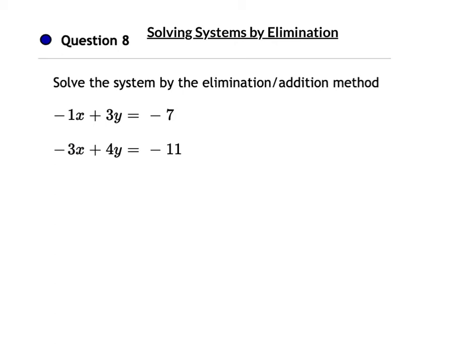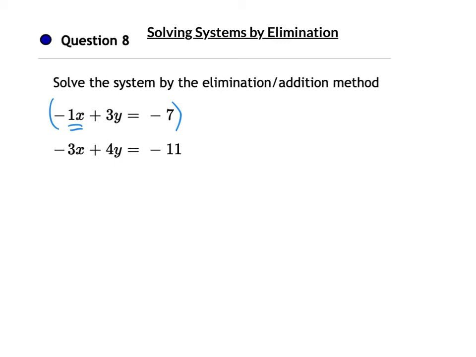In question 8, we don't have a pair of opposites, so we're going to need to make one. We can do the x's. What's the common multiple of 1 and 3? What's the smallest number that both divide into evenly? Remember, the smallest number that 3 divides into is 3 evenly. Both of these would divide into 3, so I could take the top equation and make this positive 3. I want that pair of opposites.